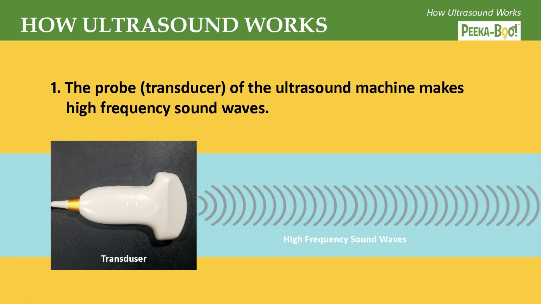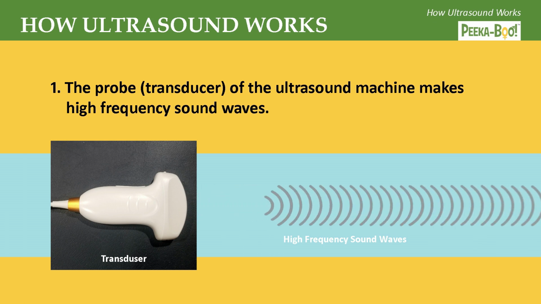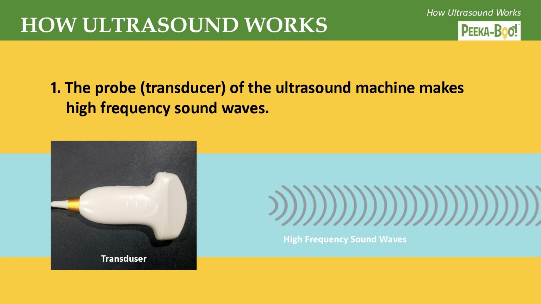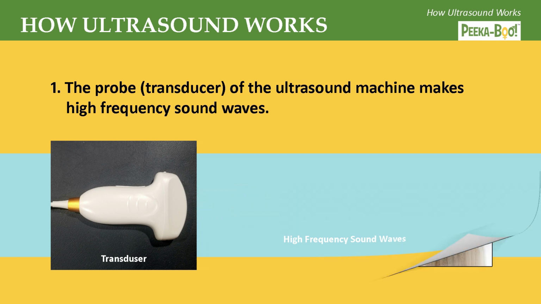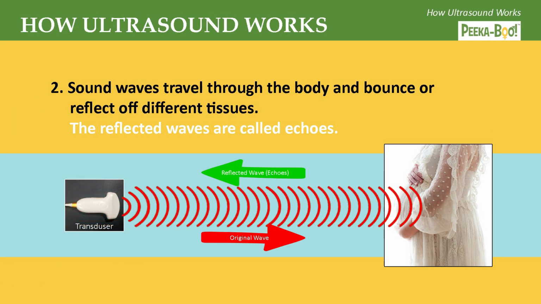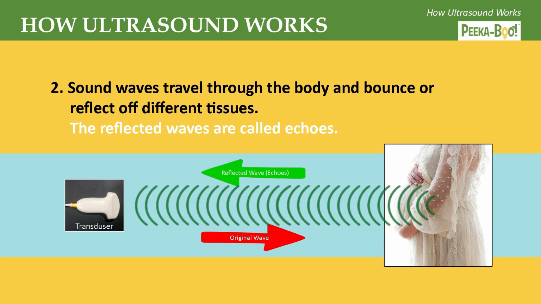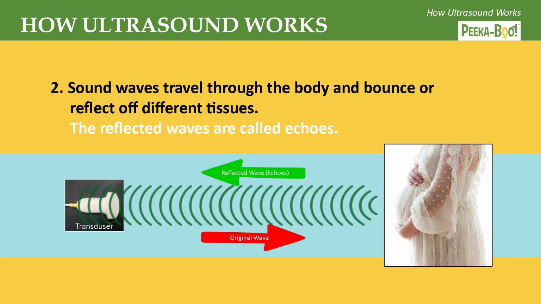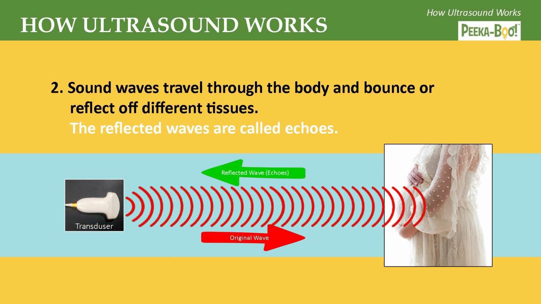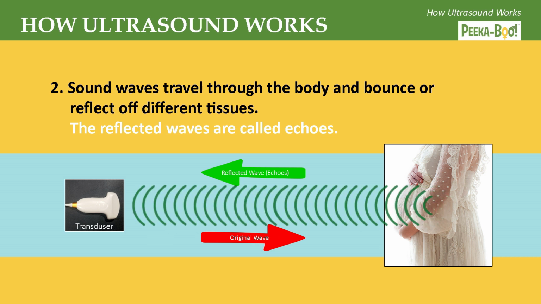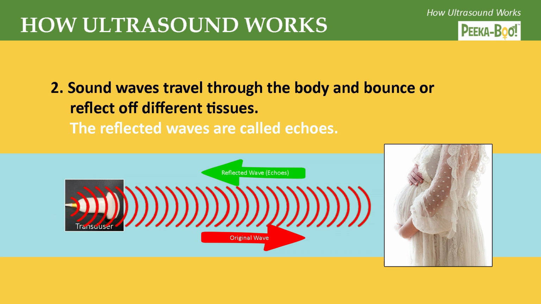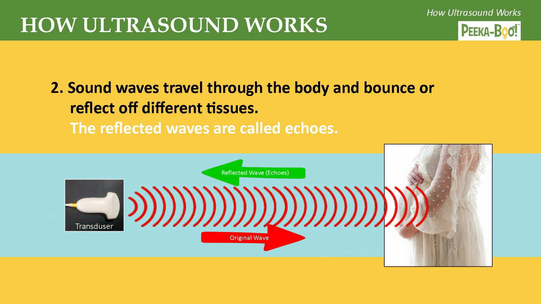The process to create an ultrasound image is fairly simple. First, the transducer produces high-frequency sound waves that the human ear cannot hear. Those sound waves travel through the body and bounce off different tissues. In this diagram, the transducer is on the left and the mom is on the right. The red lines represent the sound waves sent into the body by the transducer. The green lines are the reflected sound waves that return to the transducer from the body. These reflected waves are called echoes.